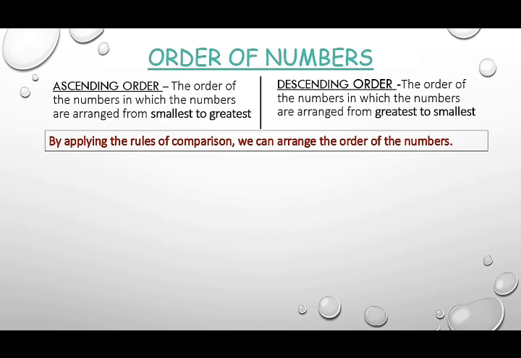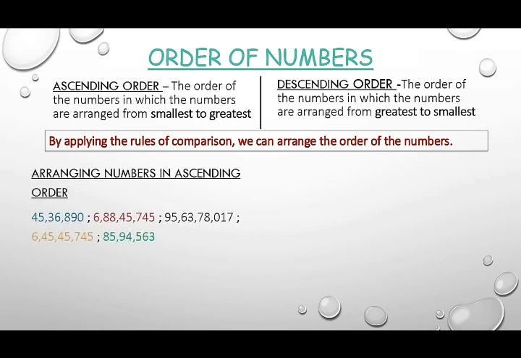In the first example, some numbers are given to arrange in ascending order. Let us count the number of digits in all the numerals. The first is of 7 digits, the second number has 8 digits, the third number has 9 digits, the fourth number is of 8 digits, and the last number is of 7 digits. So while arranging in ascending order, the numbers with 7 digits will come first.